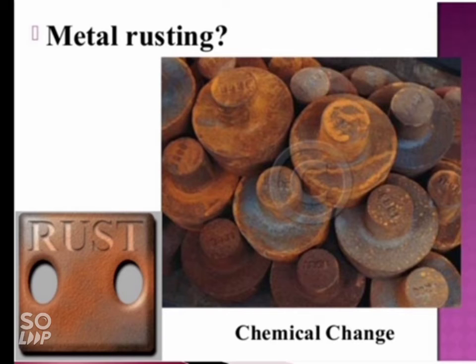Rust is chemically different from iron. Iron reacts with oxygen and water and forms rust. It is a chemical change because it shows chemical properties different from iron, and also the color of rust is different from normal iron.